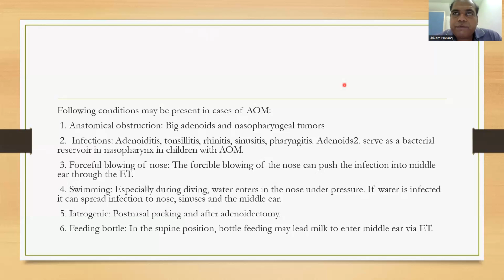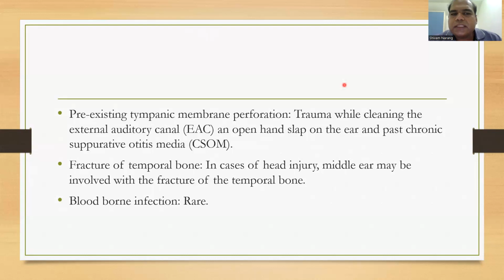So the ascent of infection from the nasopharynx is easy as compared to an adult, in which the eustachian tube is more oblique and well developed. Now, pre-existing tympanic membrane perforation due to trauma while cleaning the external auditory canal, or a slap on the ear, or past chronic suppurative otitis media. In past chronic suppurative otitis media, there can be acute exacerbation of the disease. It can be called acute on chronic suppurative otitis media.